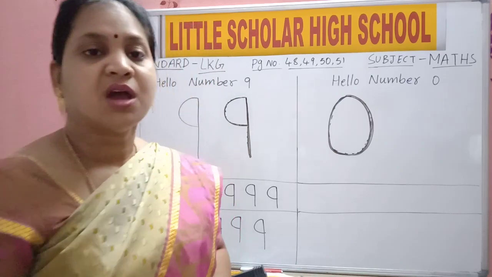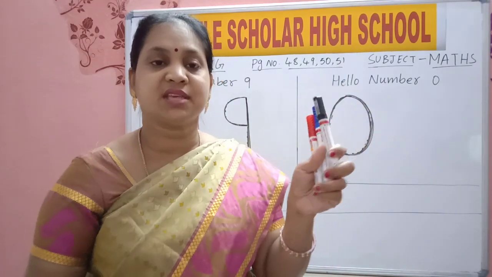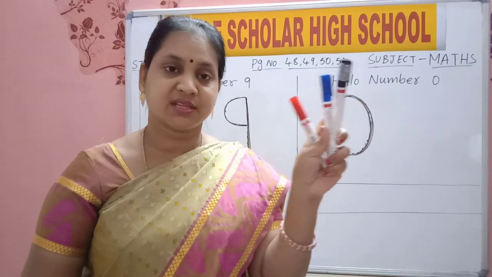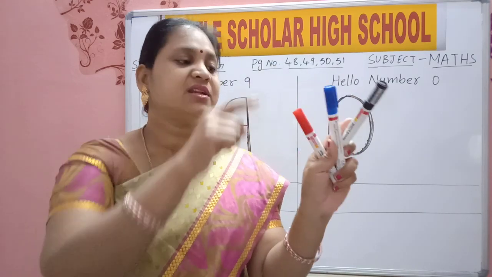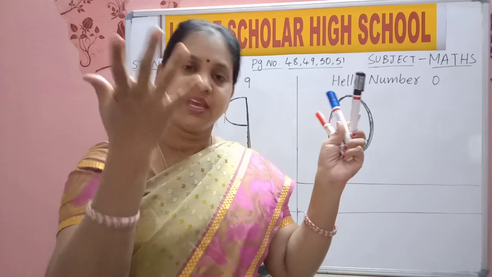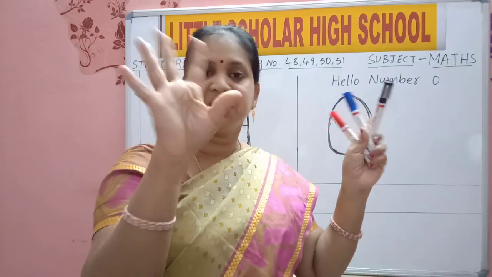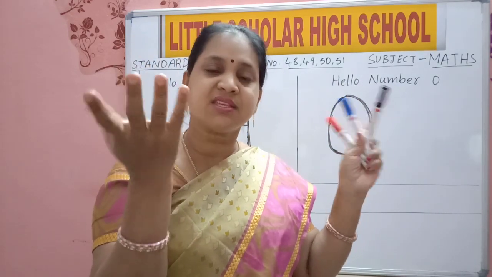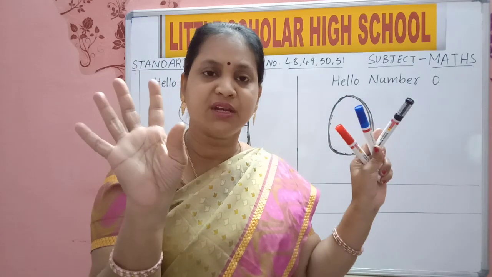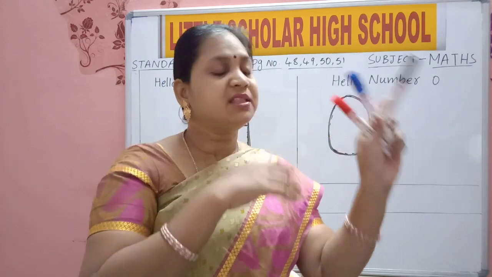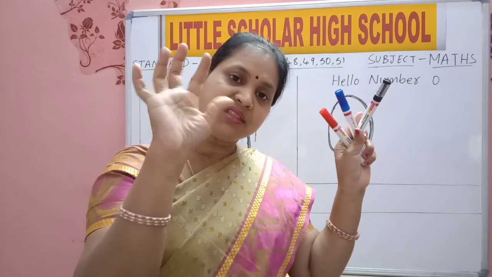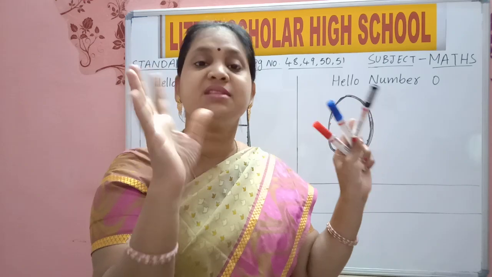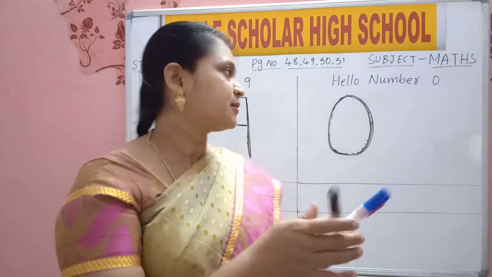Now see how many markers I have in this hand. 1, 2, 3 markers. In this hand how many do I have? Nothing. 0. Yes, 0 means nothing, no value. In this hand I have 3. In this hand no markers. That means 0 markers.